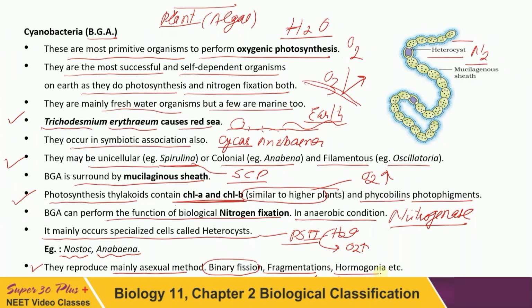Hormogonia are also formed. How do hormogonia develop? Some typical cells become concave and dead. These concave cells are the dead ones, and because of this, the filament is divided into parts. These parts, known as hormogonia, develop into new plants.